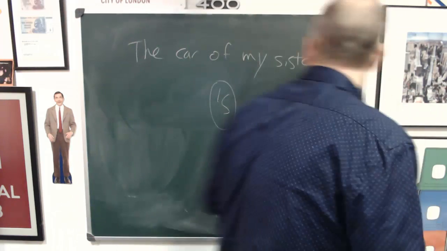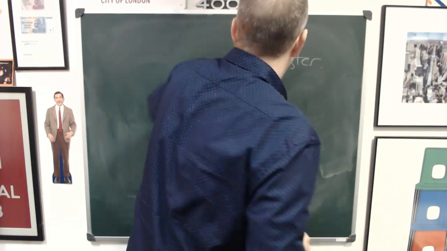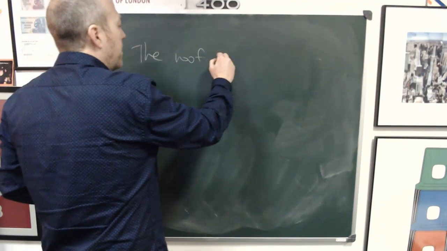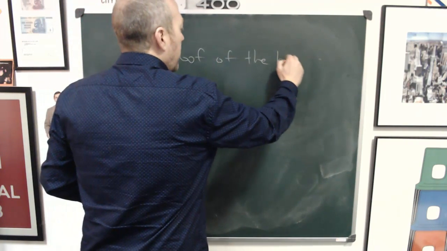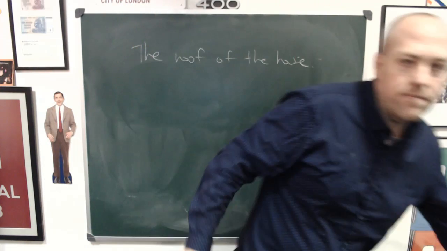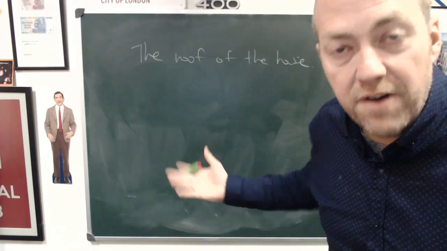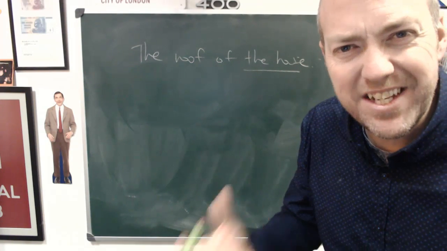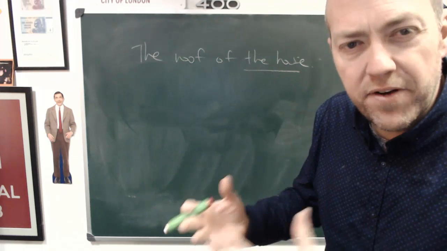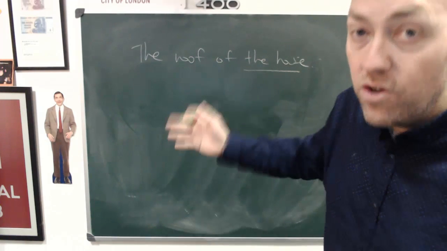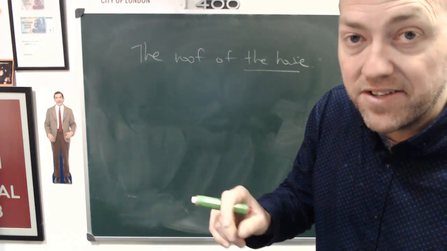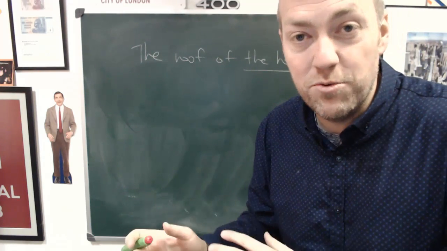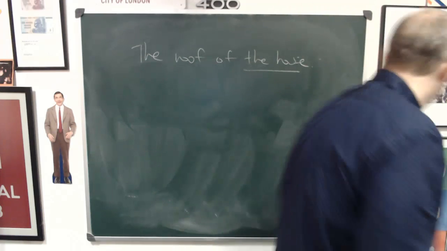For example, the roof of the house. Because a house is not a person, we prefer to say the roof of the house, not the apostrophe S. Now, the apostrophe S is really easy to use. I'll show you, okay?